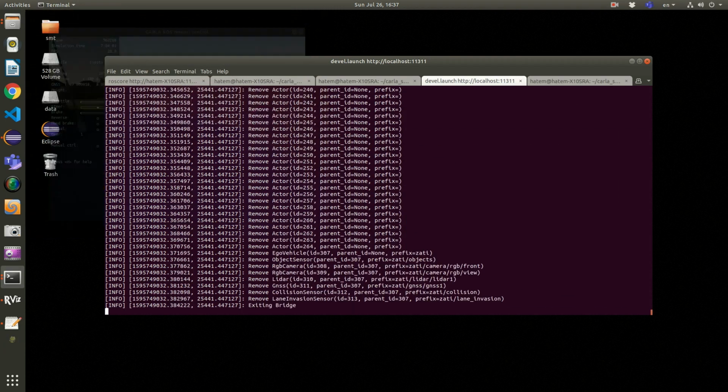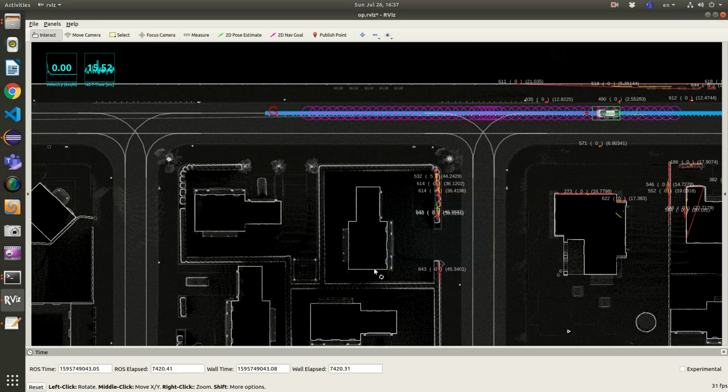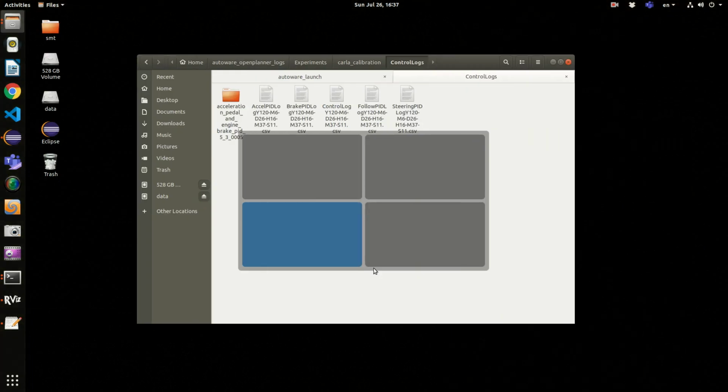Once we shut down everything, we need to actually shut down everything because the logs don't record it. They are not recorded until we turn off the nodes. It's usually recorded in memory, and then at shutdown, in the destructor, it writes the values in the log file. Okay, let's check the log files.